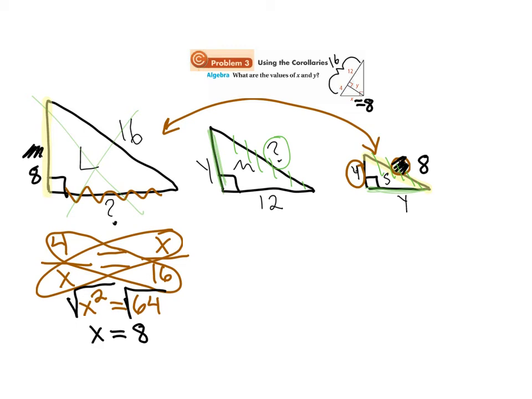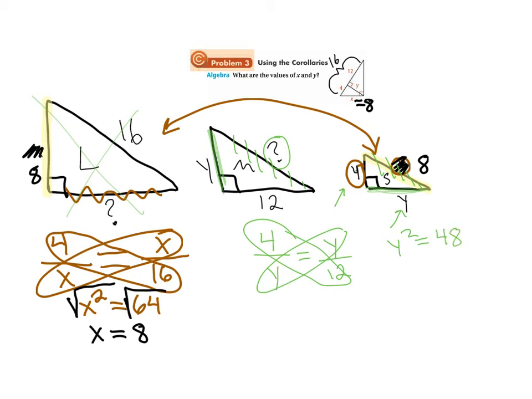So we can set up an equation. Again, I like to start with the smaller triangle. So 4 is to y as, back to the small triangle, y is to 12. Cross multiply again. Y squared equals 4 times 12, or 48. When we go to solve, we'll take the square root of both sides, and y will equal the square root of 48.